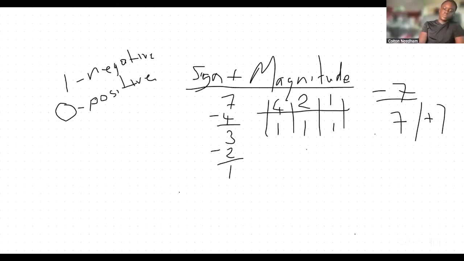Watch this now. In sign and magnitude, you must have 8 bits in there. 8 bits. What do you think I need to put to the left of this to make it into 8 bits?